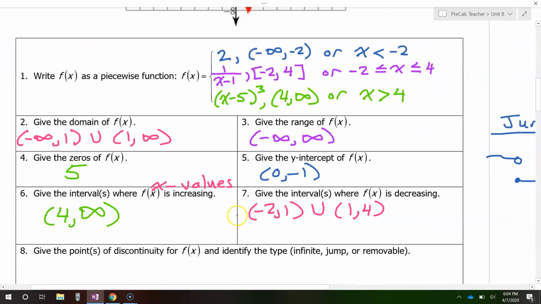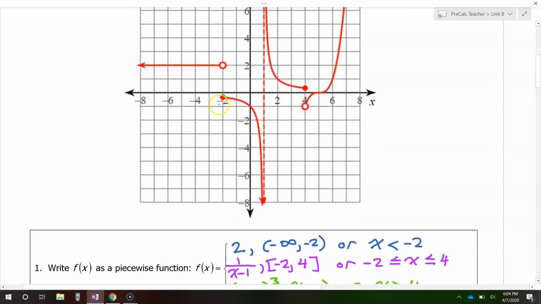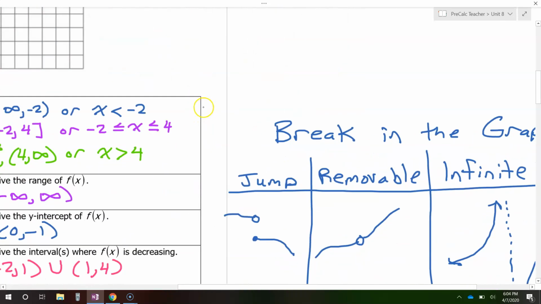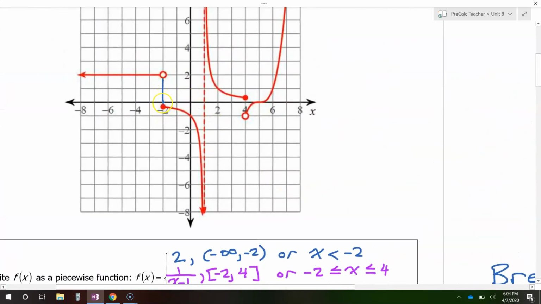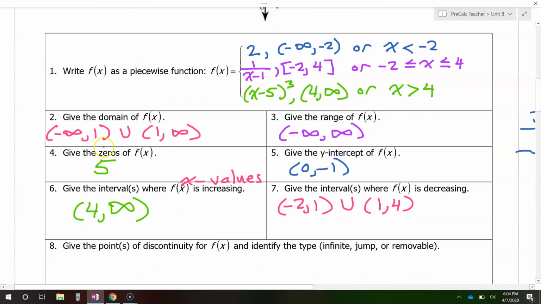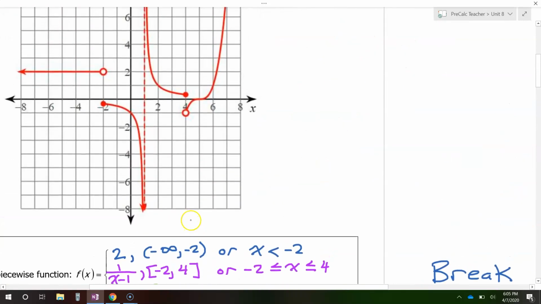So let's look back and see what we have. I see that we have a gap right here. We have a break at x equals -2. That's going to be important. Now, what kind of break is this? What kind of discontinuity? This is that jump discontinuity I was talking about, because it's a gap. So we have a jump discontinuity at x equals -2. That's how you say it. So we will say jump at x equals -2.